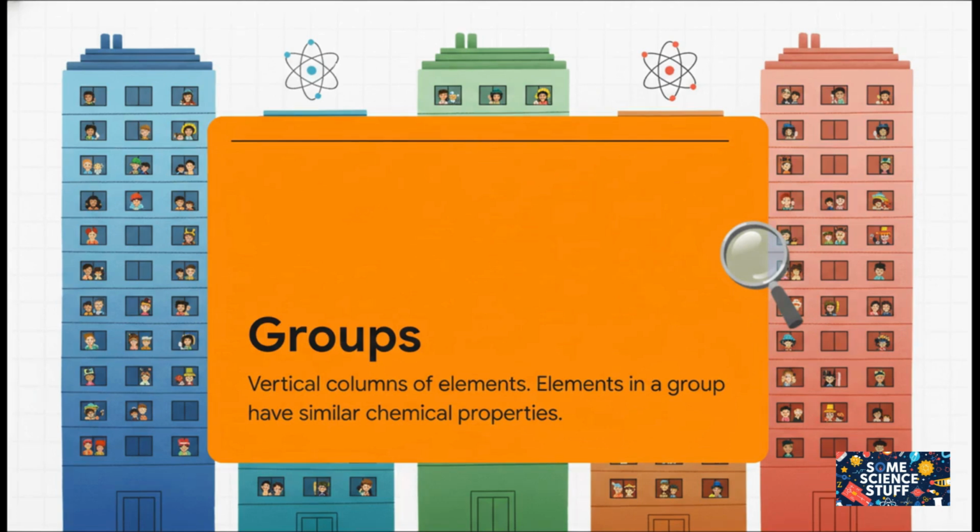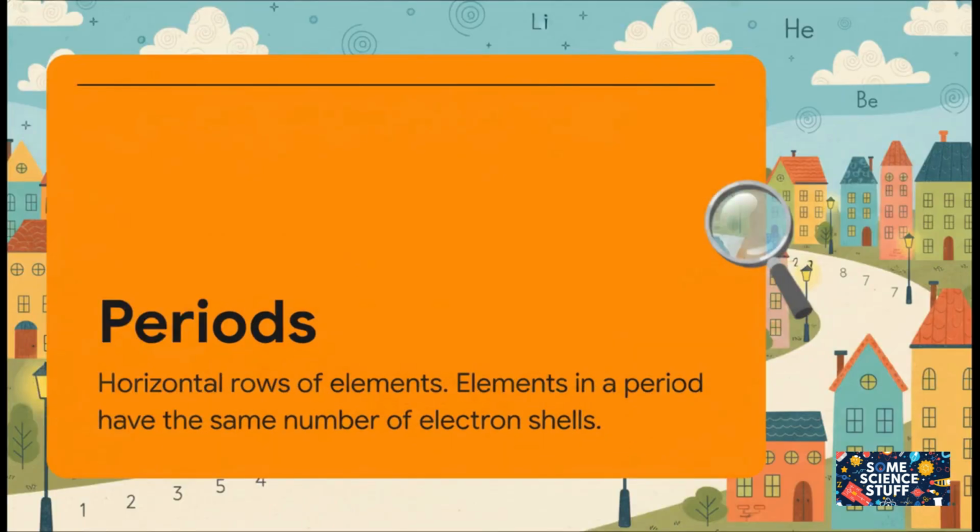And that's because they have the same number of electrons, those tiny particles that buzz around the outside, in their outermost layer. Now, the rows that go across are called periods. You can think of these as the streets in our city. And what's amazing is, as you walk down a street from left to right, the elements change in very predictable ways. It's this beautiful, repeating pattern.